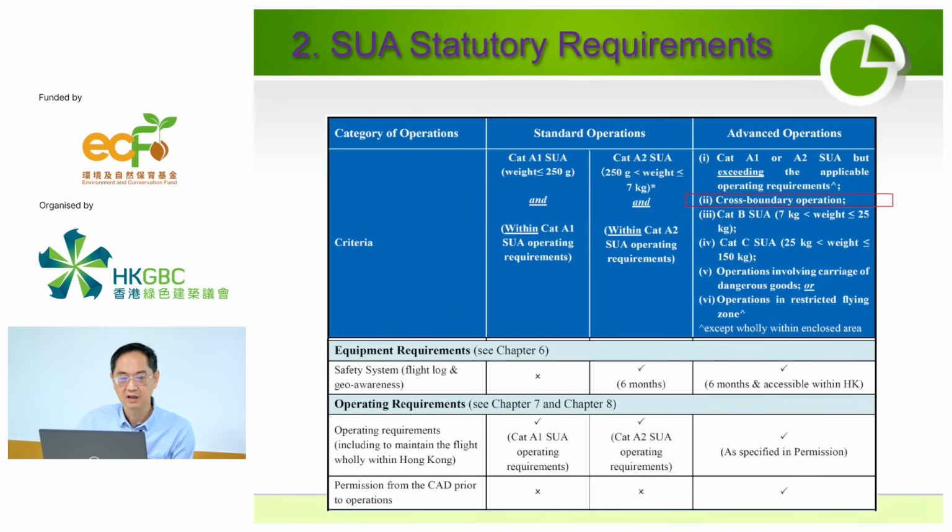So this table shows the equipment requirement. For example, we need to have the safety system, including the flight logs and geo awareness. For A2 CAT, we need to keep it for 6 months. For the operating requirements, CAT A1 can only do the normal operations. But if we are outside the normal operation, we need to have the CAD prior permission. So, of course, CAT B and CAT C, you need to have the prior approval or permissions. And you see, we also introduced the cross-boundary operation.